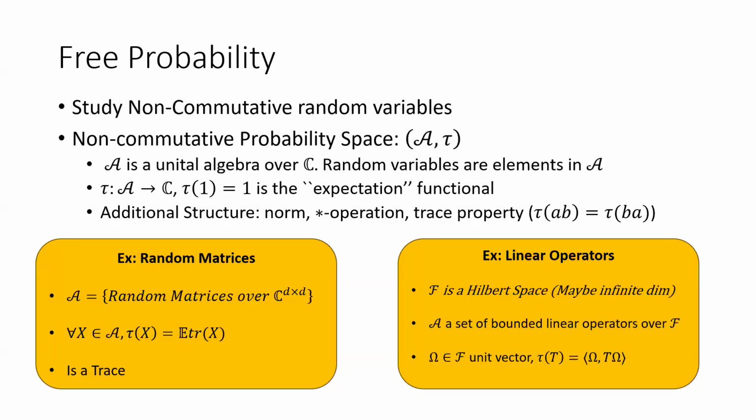Essentially, this abstract view of non-commutative random variables gives us a unified way to study a lot of different things, from random matrices to infinite dimensional operators. And this is important because we want to eventually be able to compare these two. Right. So does anyone have any questions about the definitions?